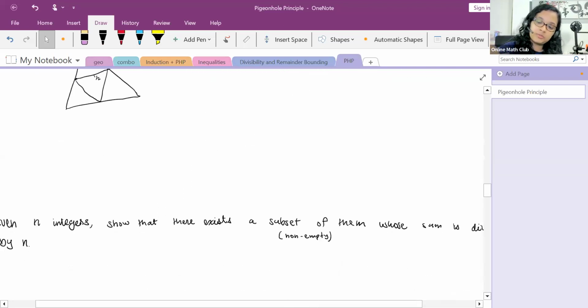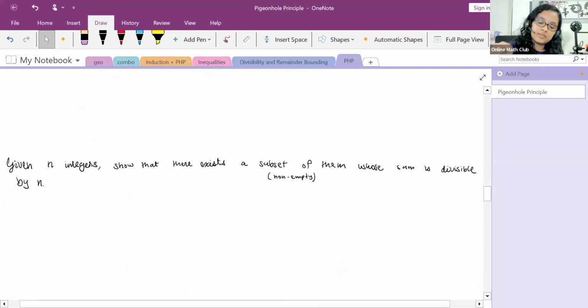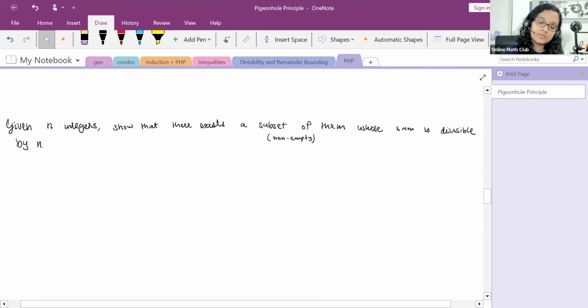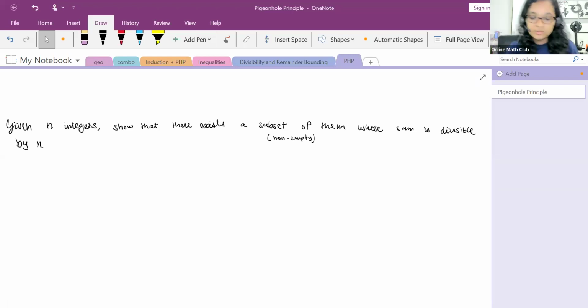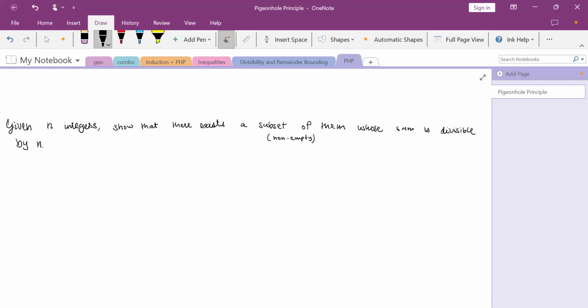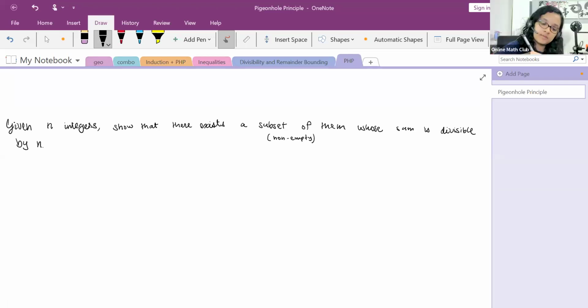We'll do one more problem and then we'll wind up. So you're given n integers and you want to show that there exists a subset of them whose sum is divisible by n. The subset obviously has to be non-empty, otherwise it's trivial. So for the sake of contradiction, the subset sums could have residues 0 to n minus 1.